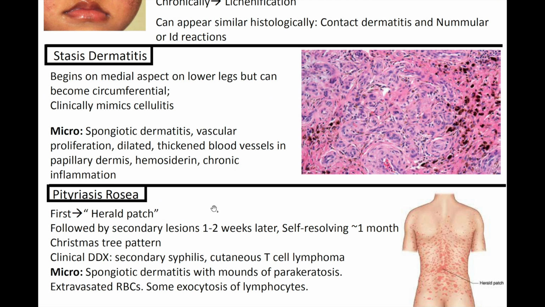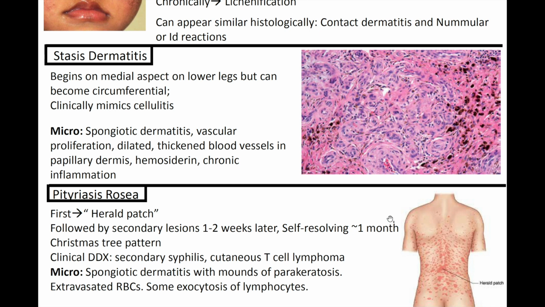All right, next up, classic. This brings me back to step one studying pityriasis rosea. So at first, with pityriasis rosea, you're going to have this herald patch, which is this patch here on the lower back you see on the right. And that's going to be followed by secondary lesions 1 to 2 weeks later after that original first herald patch. Typically, it's self-resolving in about a month, and it has what is called a Christmas tree pattern, where you can see these kind of like striations going down this individual's back.